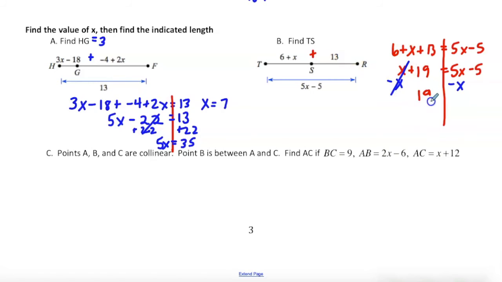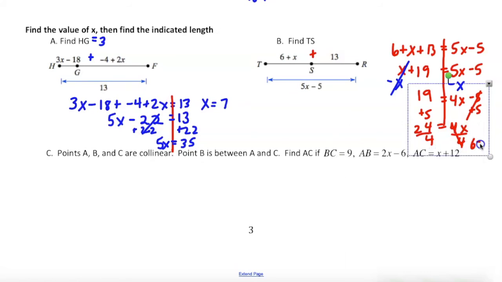We get 19 equals 4x minus 5. And we'd add 5. And divide by 4. So 6 equals x. Oops. 6 equals x. All right, and then it says find TS. So right here, TS is 6 plus 6. That gives us 12.